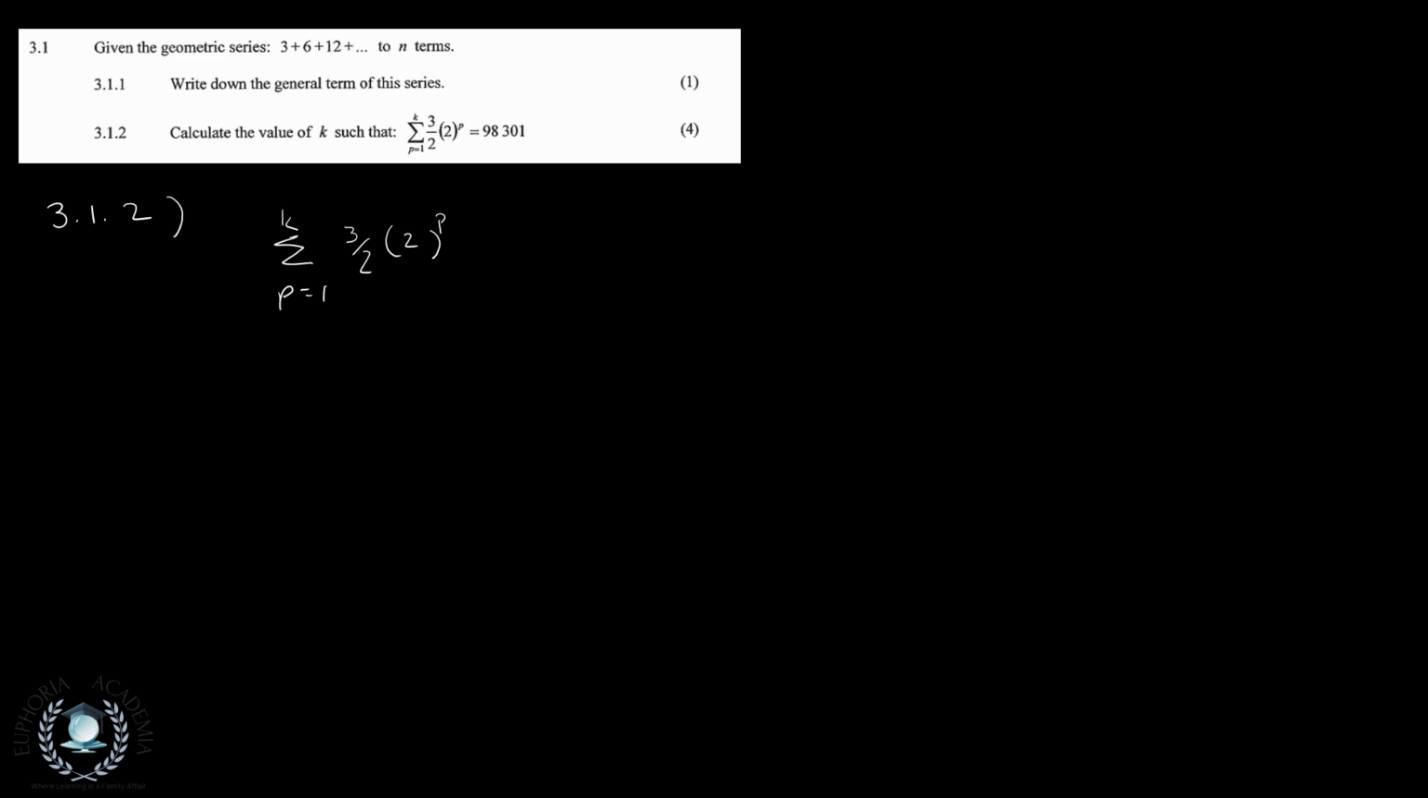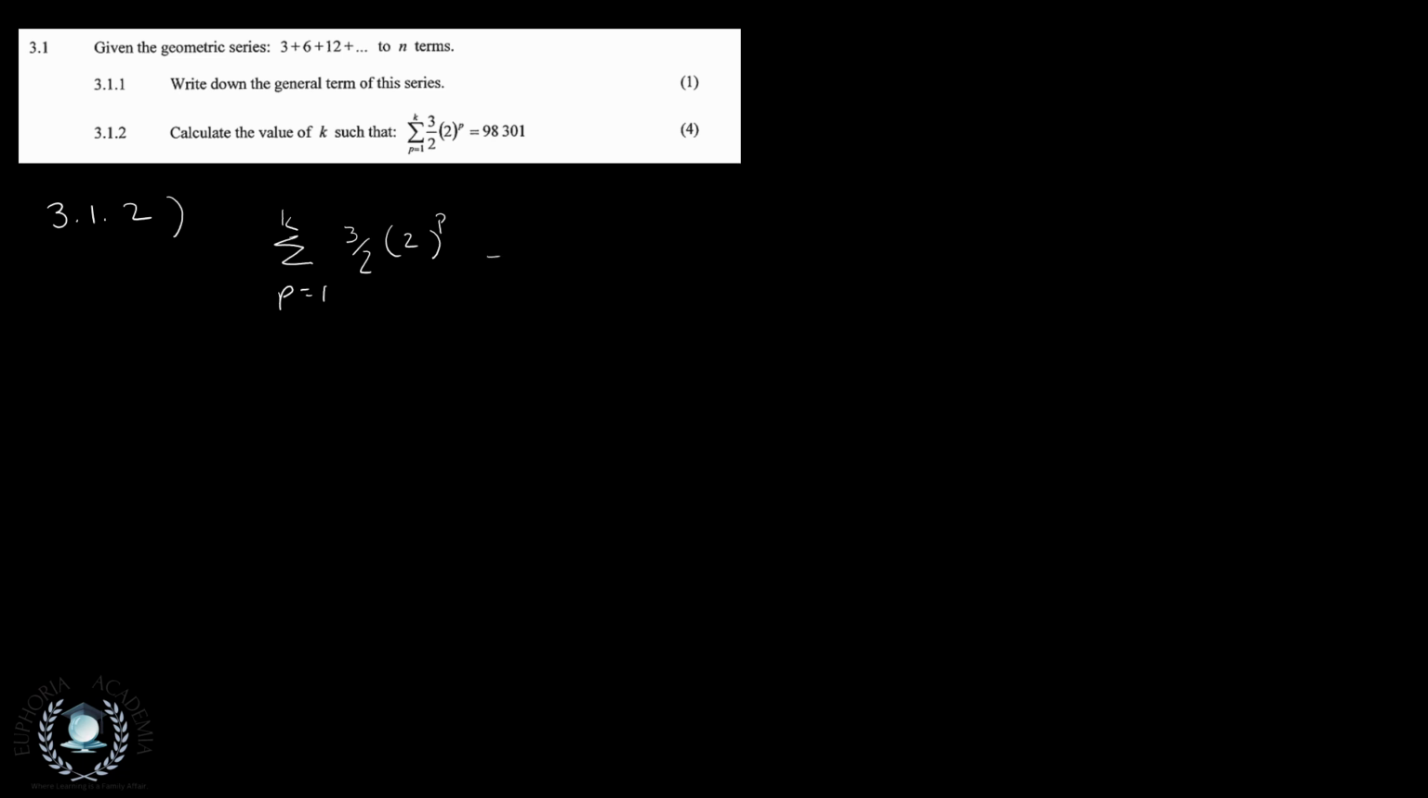So essentially this sigma, what is it? Our starting index is 1 and our ending index is k. Once we add all our values up until the index of k, we're going to end up with 98,301. Let us see if we can add the first 3 and see what we end up with.